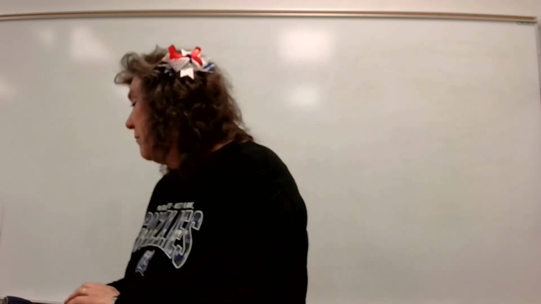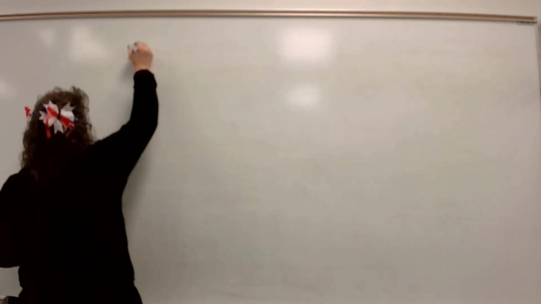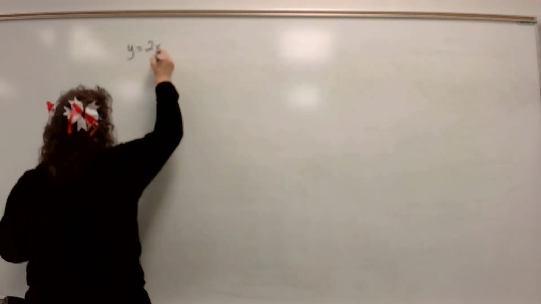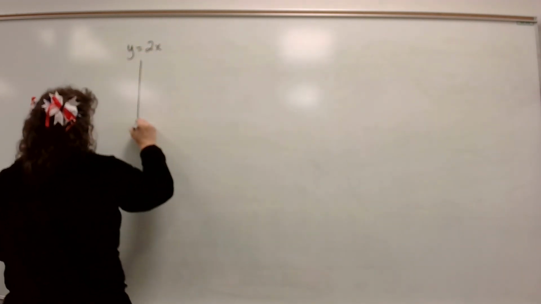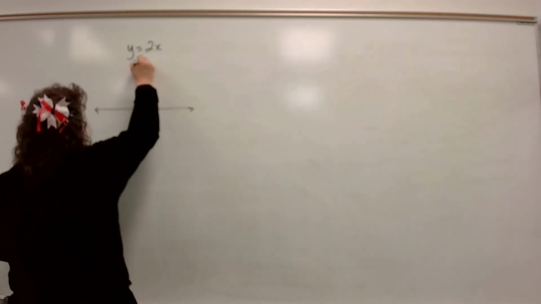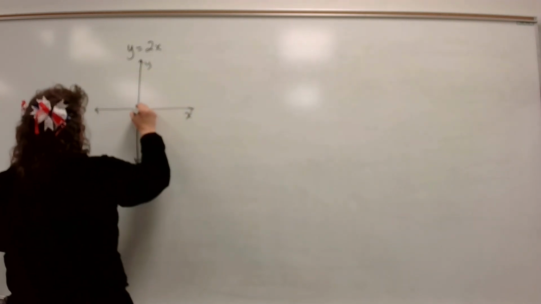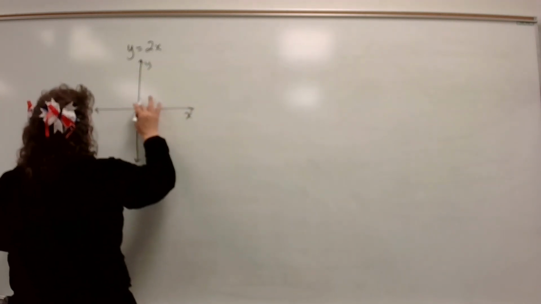So let's look at that right now. Let's look at this one. Y is equal to 2 times x. Now let's draw a couple graphs here, and you choose which one you think is the correct answer. So I'm going to explain how we know which one is the correct answer.